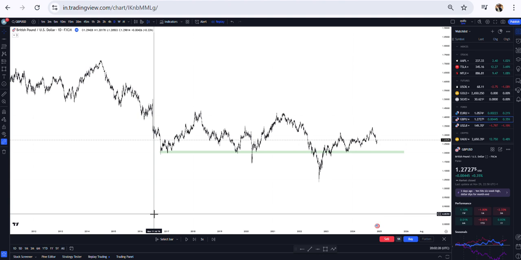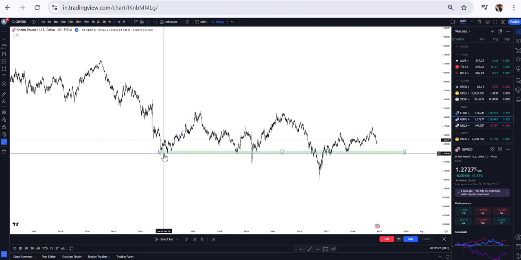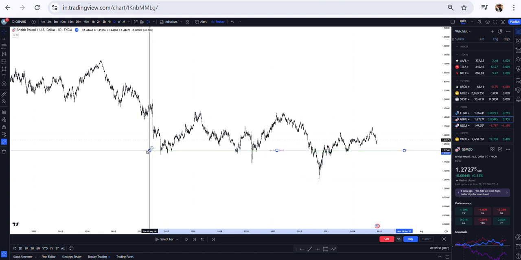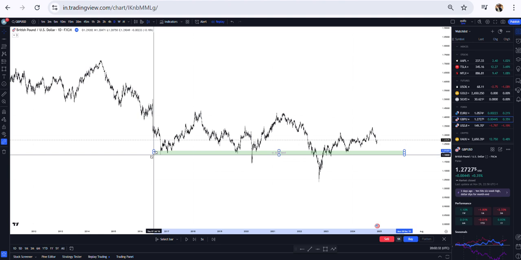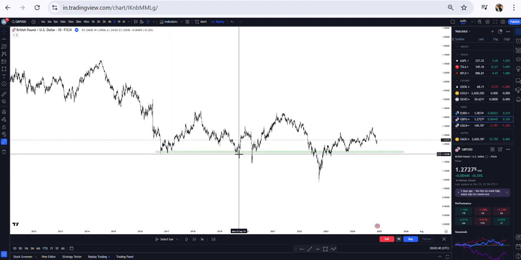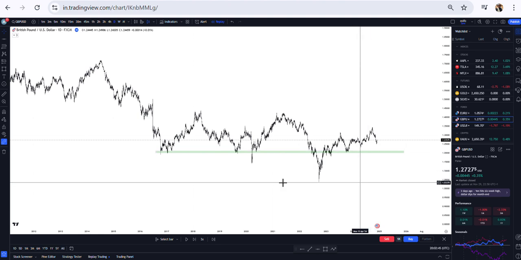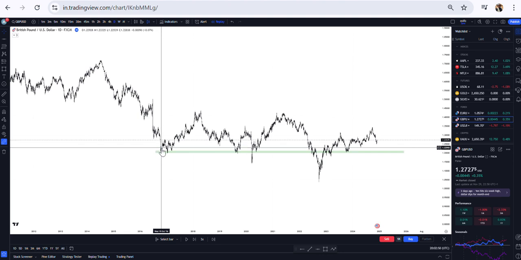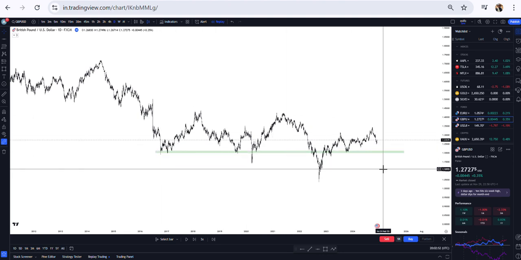So price can react from the area anywhere around here. So your area, but you don't want to make it too big like this, right? And you don't want to make it too small like this. You want to make it just appropriate, just like mine. You can see that mine has accommodated one touch, two touch, three touch, four touch, five touch, six touch, seven touch, eight touch. So all of these points are turning areas where price repeatedly came and bounced off of it.